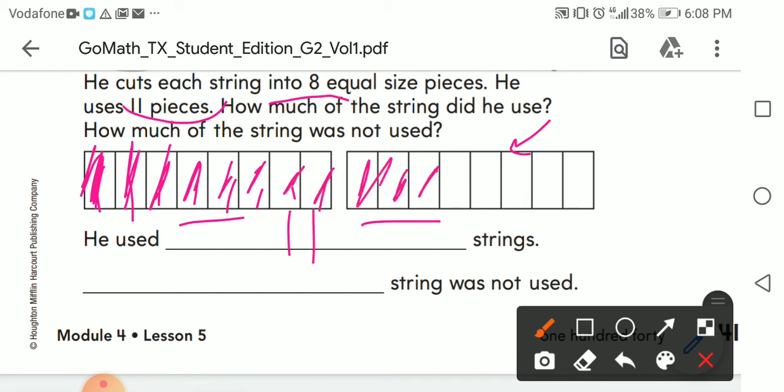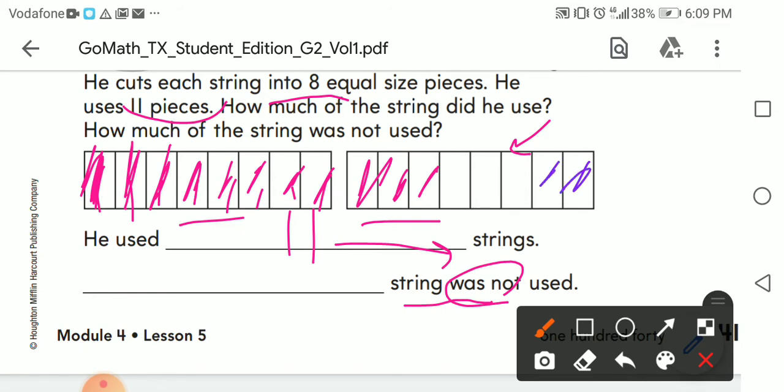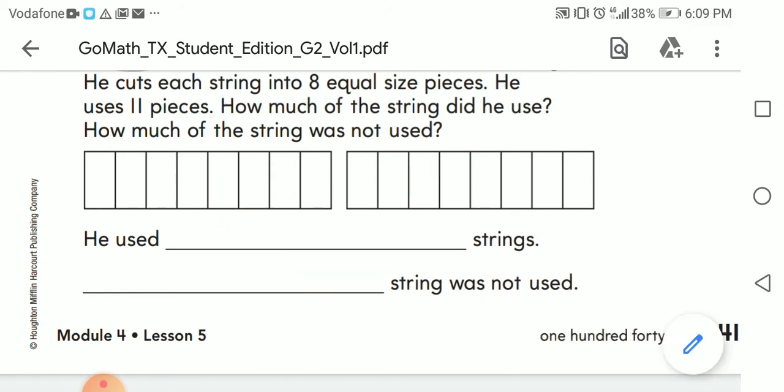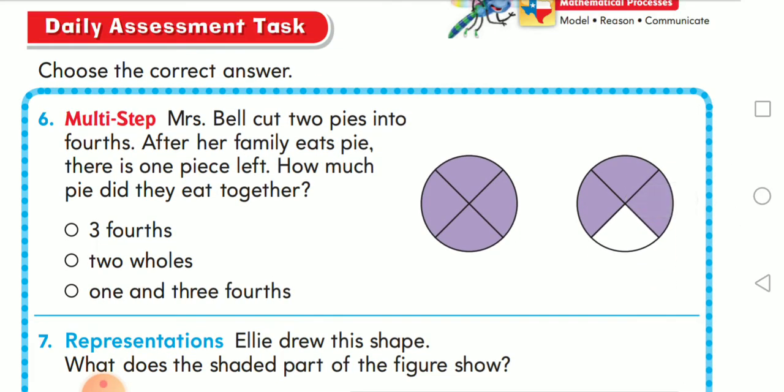So 11 out of what he used, 11 pieces, okay? And how many now? How many pieces not used? Not used, let's see. 1, 2, 3, 4, 5. So 5 pieces not used. Okay. This is the last one I have here.